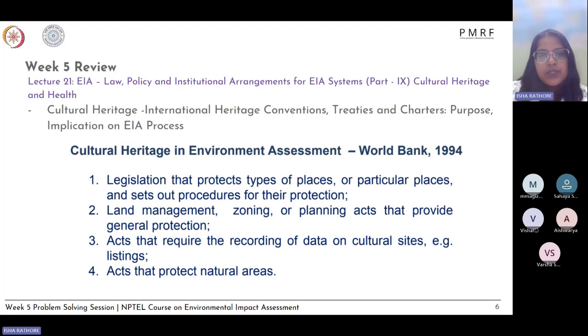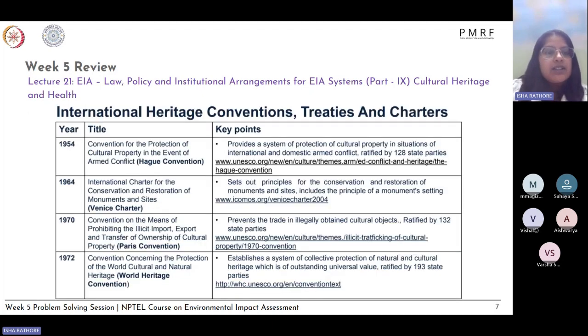Next, we looked at the International Heritage Conventions, treaties, and charters, and what year they were implemented and what were the key features of each of these treaties. So, first is the Hague Convention of 1954. This is the Convention for the Protection of Cultural Property in the event of armed conflict. So, it provides a system of protection of cultural property in situations of international and domestic armed conflicts. And this was agreed on by 128 state parties. So, further details you can read up in the links which have been provided.